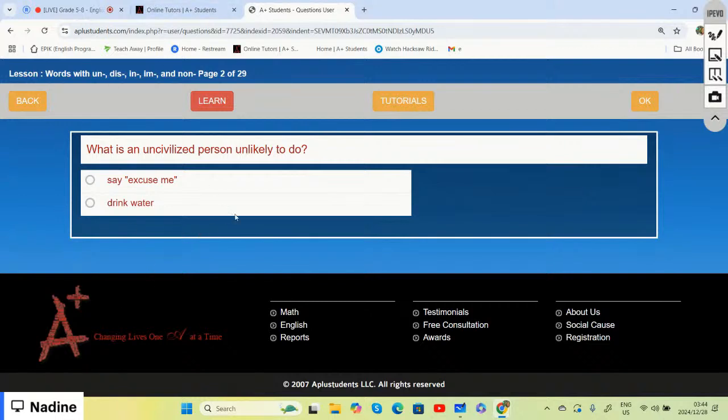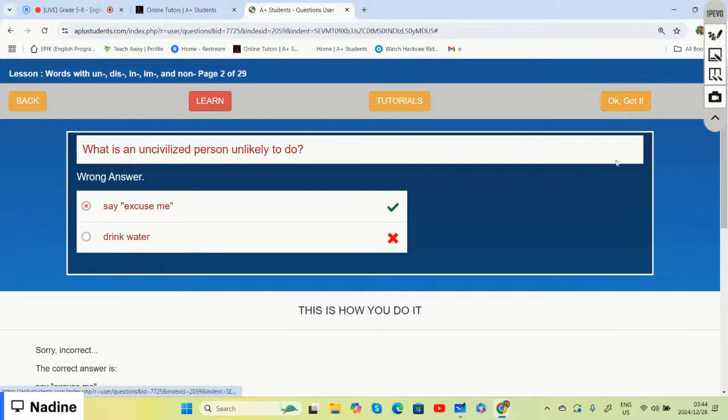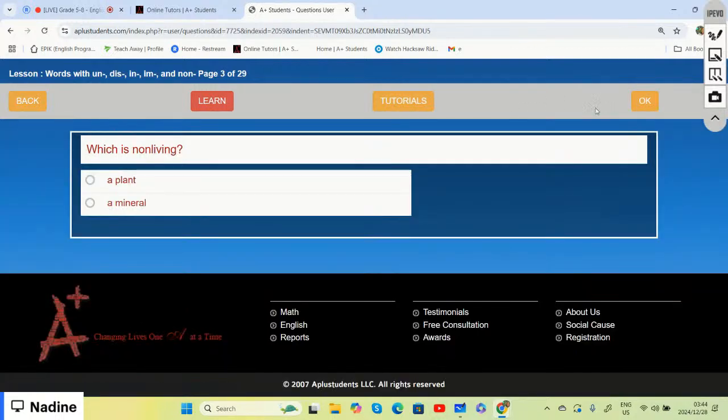All right, let's choose option two. I think an uncivilized person is not likely to say, "Excuse me, sorry." Okay, but let's go for drink water. You see, an uncivilized person is unlikely to say, "Excuse me." Remember, any person, whether you're civil or uncivil, you drink water, right? So option one is actually correct. Is to say, "Excuse me," but well done.